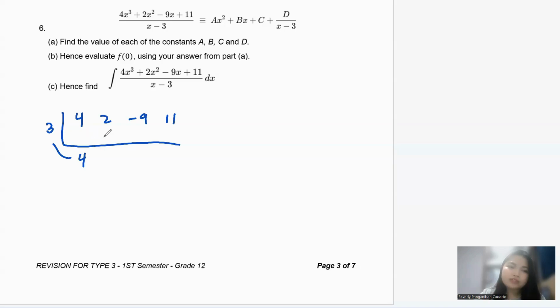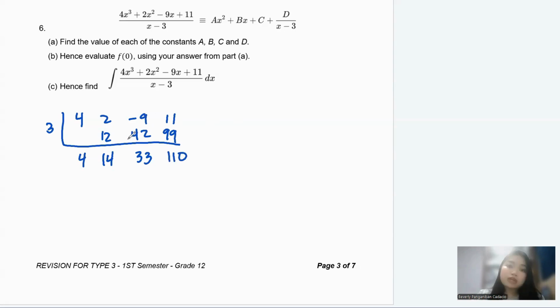Okay, so 4 times 3, that will be 12. And you're going to add this. That will be 14. Now, 14 times 3, put it here, and then add. That's how it goes. Okay, so 3 times 14 is 42 here, and then we're going to add them. So you will have 33. Okay, then 33 times 3, you're going to have 99. And then if you add that, that will be 110.